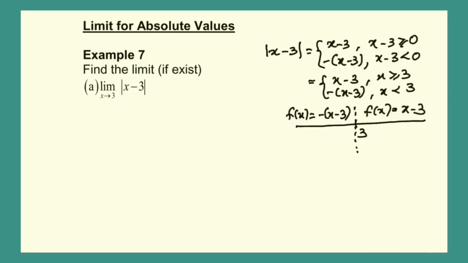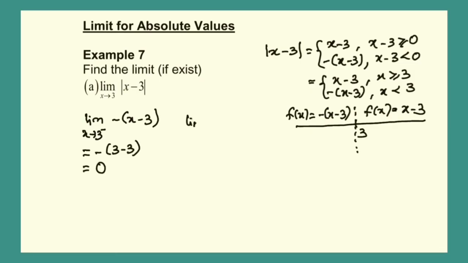Okay, for the left hand limit, here is the limit as x approaches 3 from the left. The function at the left is negative (x minus 3). Substitute x equal to 3. Here is negative (3 minus 3) equal to 0.